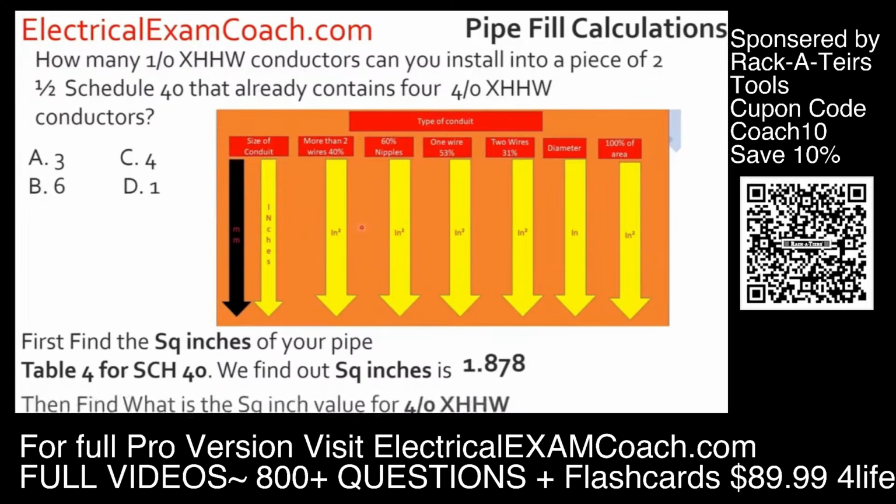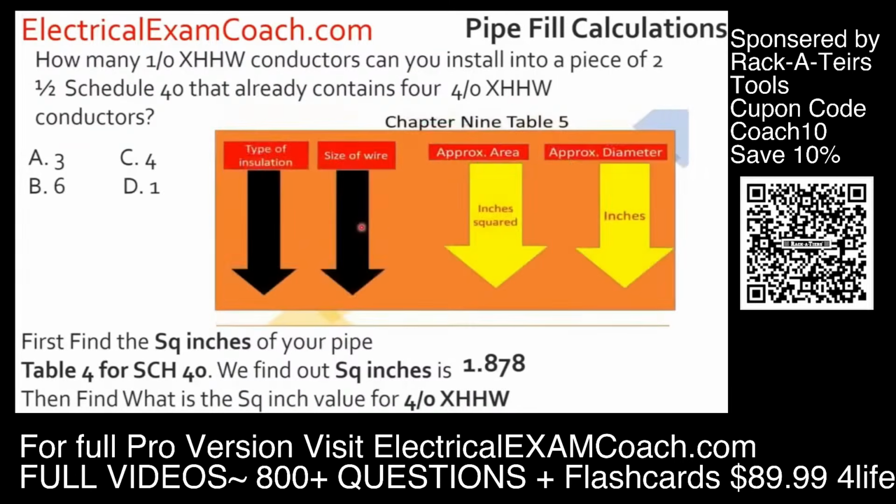Now we need to head to Chapter 9, Table 5 and find out the square inch values of our wires. When we get there, we make sure that we're in Chapter 9, Table 5 and not Chapter 9, Table 5A. Coming down the left-hand side for the type of insulation, then finding our wire size, then we come over here to the approximate area in square inches, and we find its value.